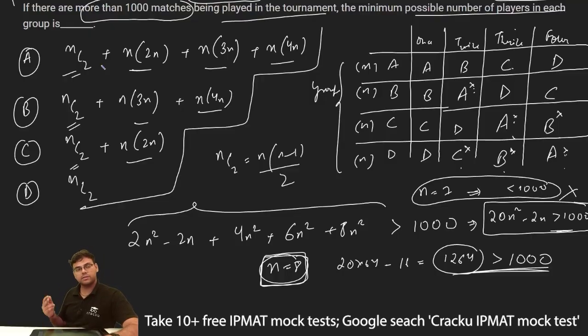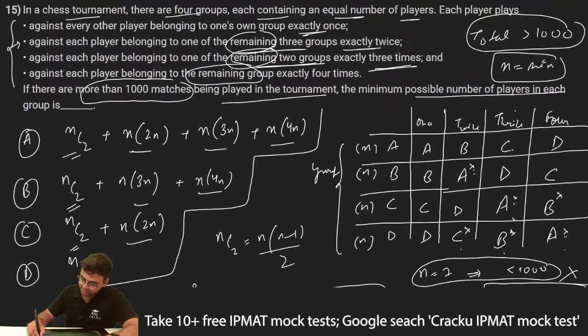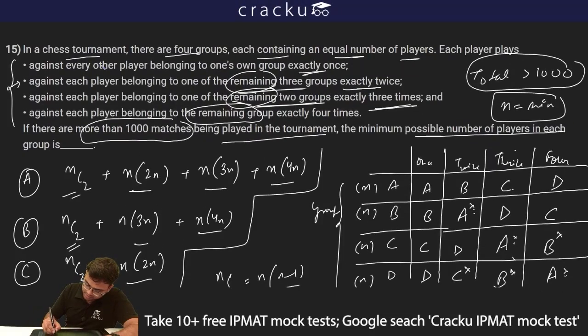With n is equal to 8, it is coming as greater than 1000, which is 1264. Thus the minimum value of n will be what? Minimum value of n will be 8, and thus 8 will be the correct answer.